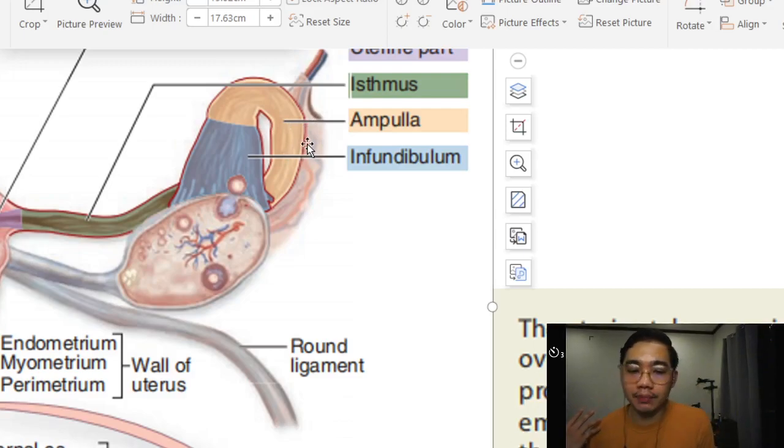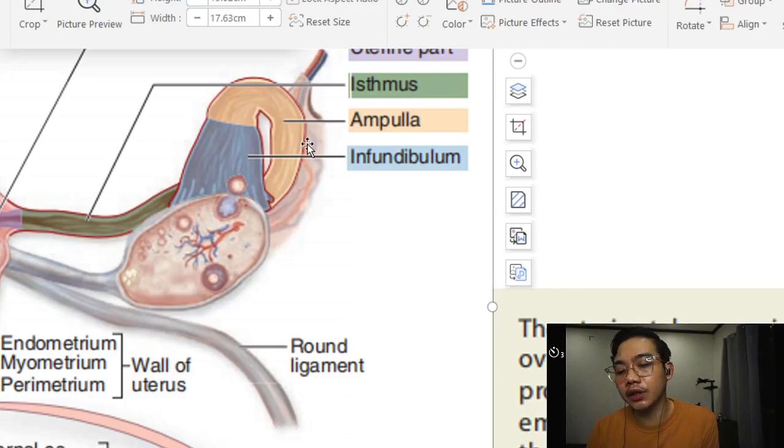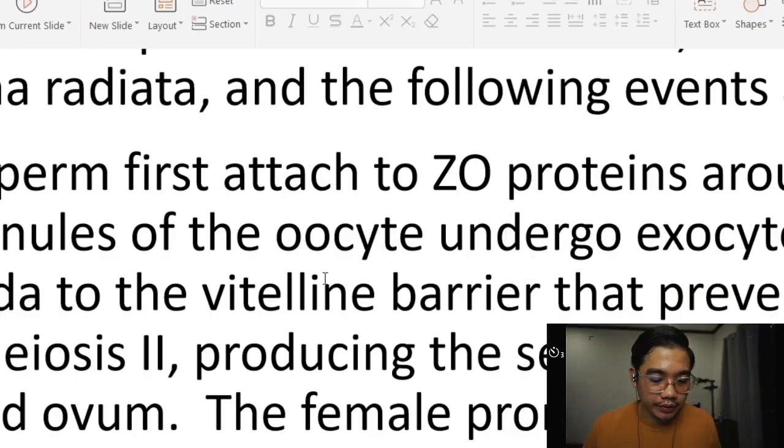And then the body will detect that the ovum has died, and it will start the entire process all over again. So the sperm and oocyte meet in the ampulla of the fallopian tube. All right.